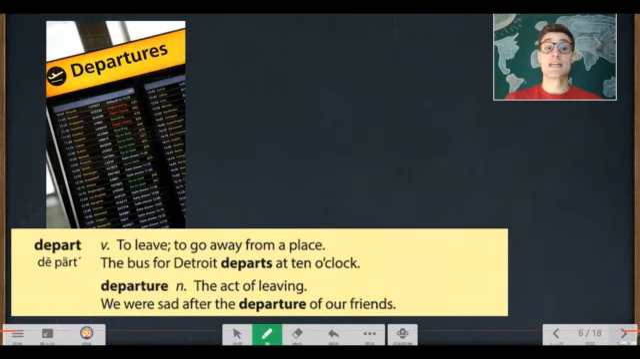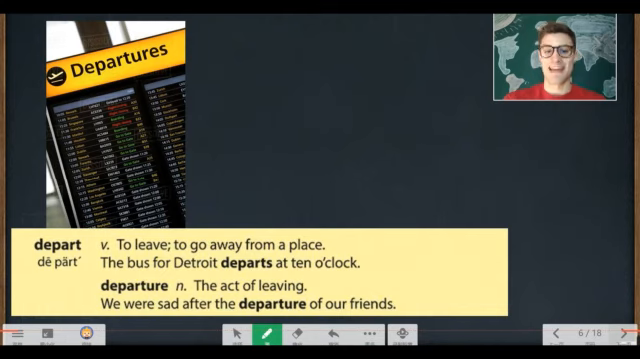Next is depart. Depart has a verb and noun meaning. The verb depart means to leave, to go away from a place. I will depart in 15 minutes. If you want to come with me, you have to hurry up. The bus for Detroit departs at 10 o'clock. What time do you depart for school in the morning? 7:30.